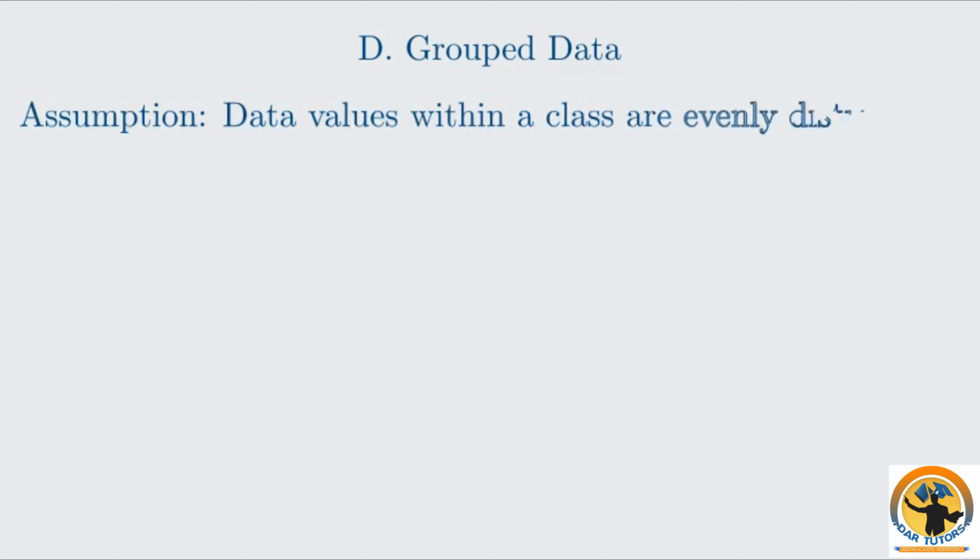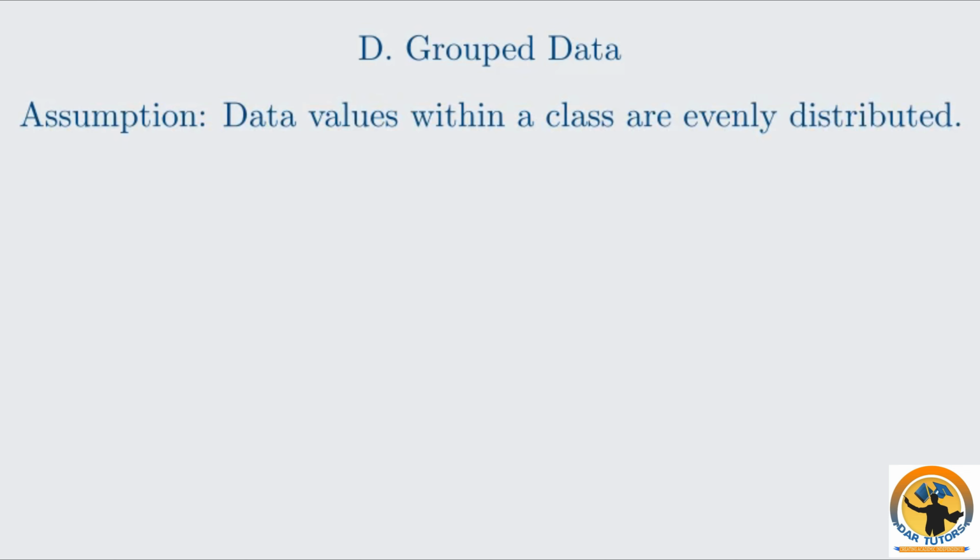Finally, let's look at working with grouped data. This is common when data sets are large or individual data points are unknown. With grouped data, we only know that a certain number of data points fall within a given interval or class. We don't have the exact values. The fundamental assumption we must make is that all data values within a class are evenly distributed throughout that interval. Because of this, the mean we calculate is an estimate, not an exact value.